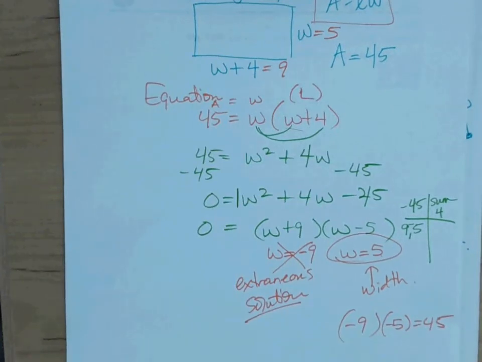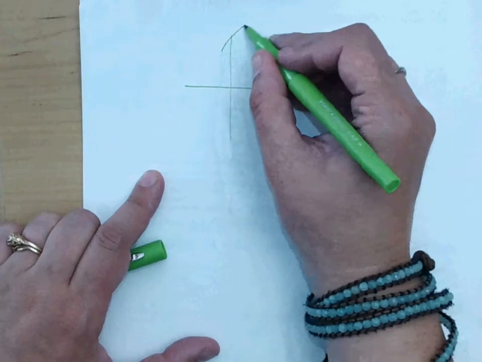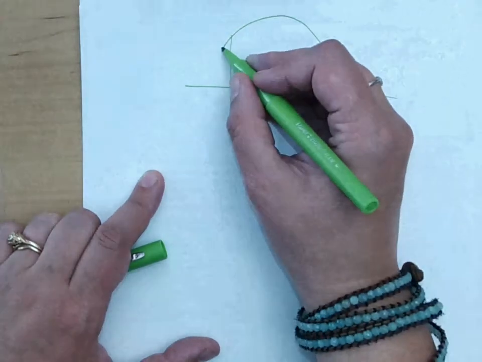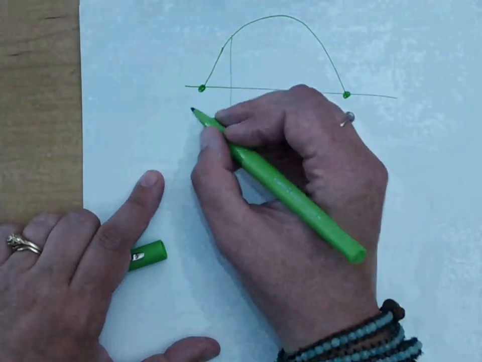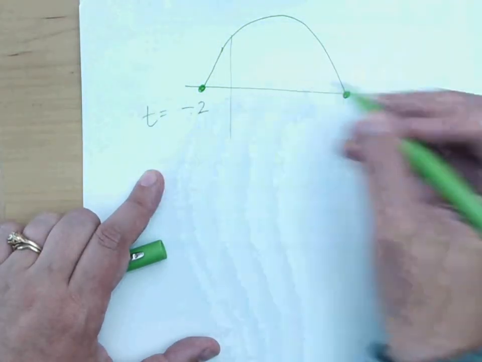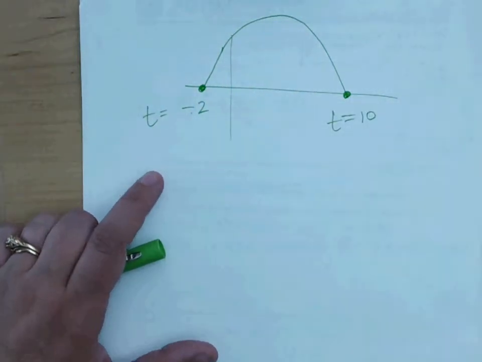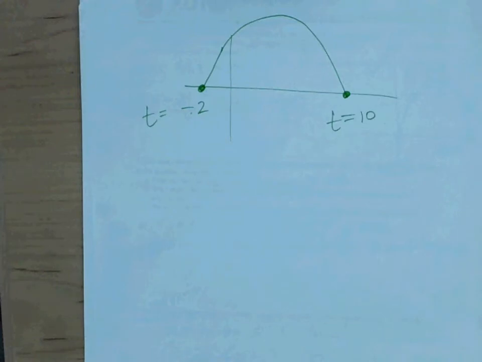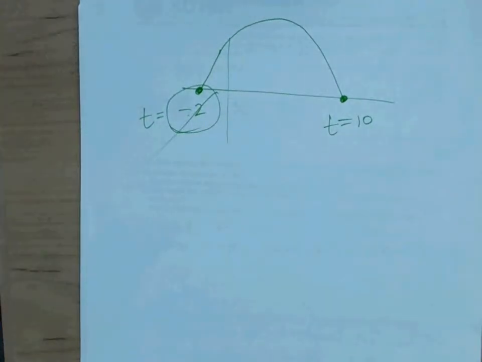If let's say I threw a ball from the top of a cliff. What's going to happen is if you solve for when it hits the ground, you'll get a negative answer, time equals negative 2 seconds, and time equals positive 10 or something. Again, we exclude the negative answer.